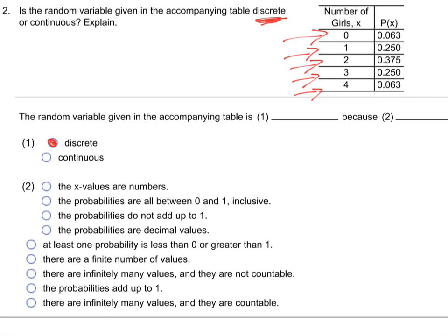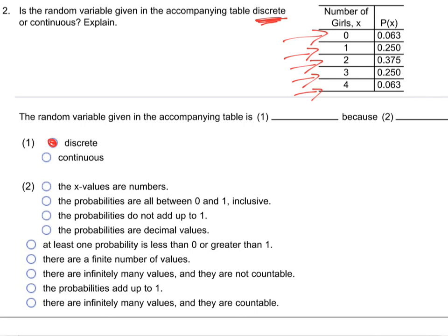Can't be continuous. It can't be any number. You can't say I had 1.2396 girls. It's impossible, right? You guys with me on that difference? Continuous can be any number. Discrete is just certain fixed numbers. This is certainly discrete. All right. And what's their second question?